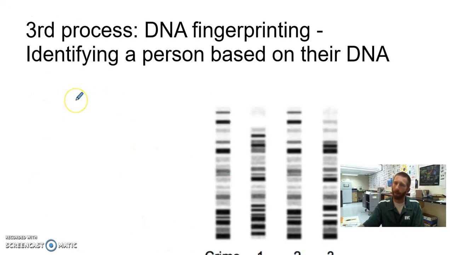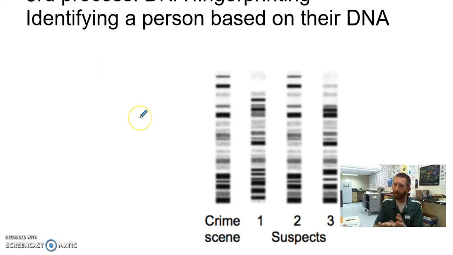And then our third process, I already kind of talked about, DNA fingerprinting. It's called fingerprinting because it identifies a person based on their DNA. Now, it has nothing to do with actual fingerprints, except that we used to use fingerprints to identify people from crime scenes. Now we can use DNA fingerprinting, but we're not using anything like their actual fingerprints. We're just using their DNA.